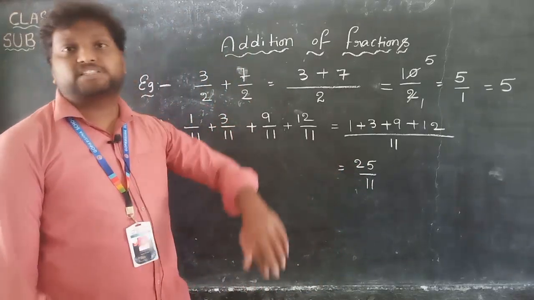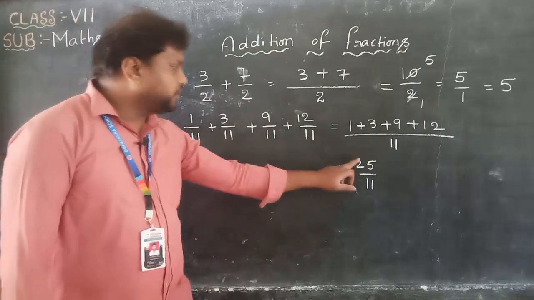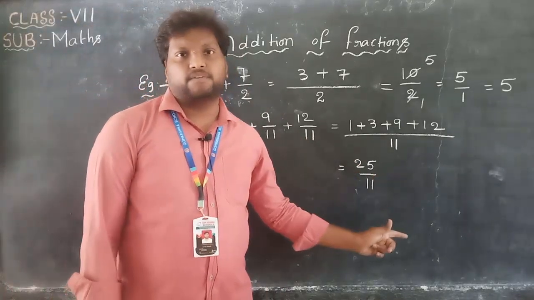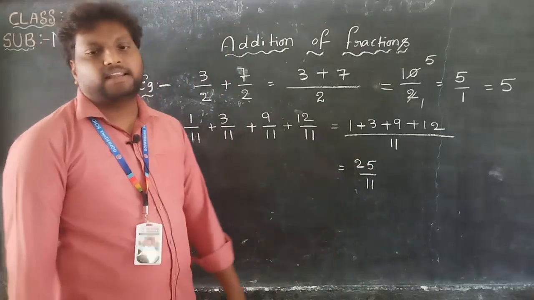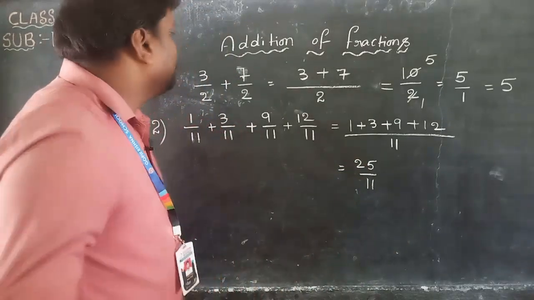We have to convert it into a mixed fraction also. Then 25 by 11 is the standard form. That's why this is the resultant answer.